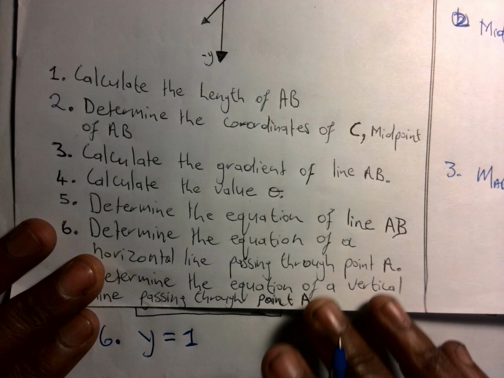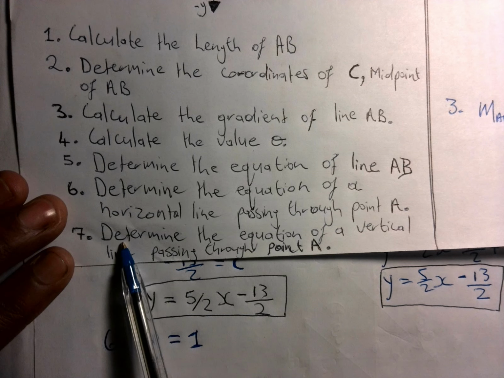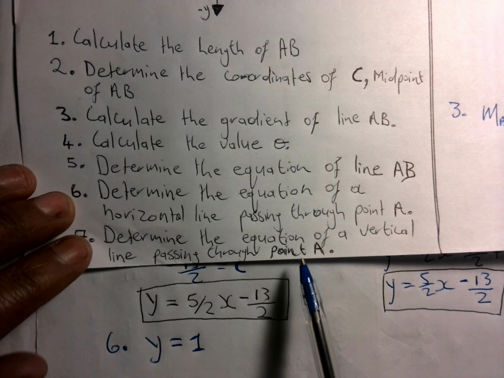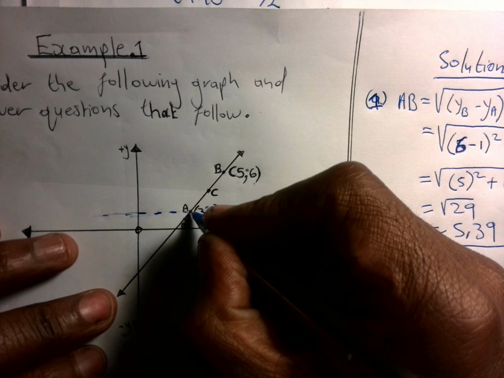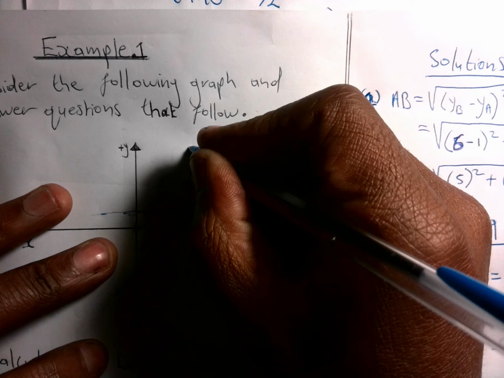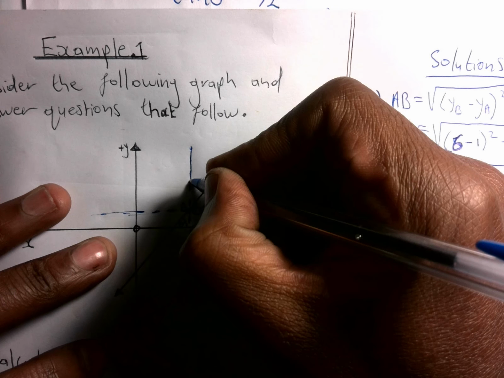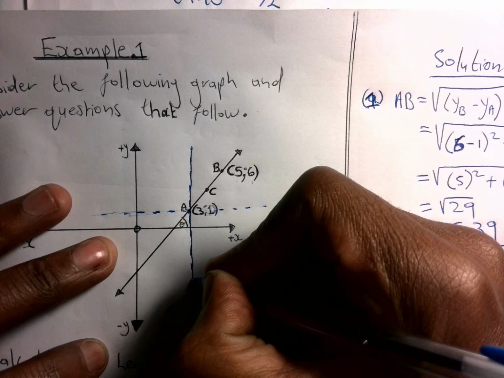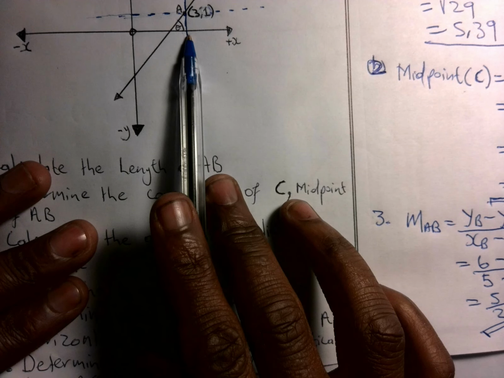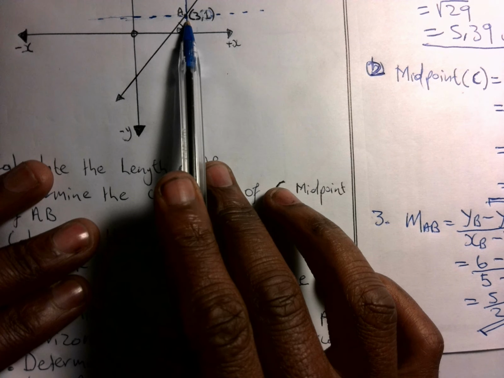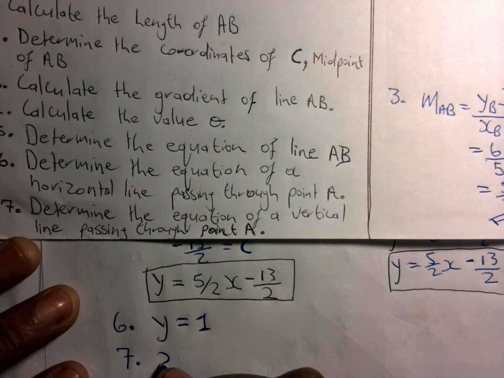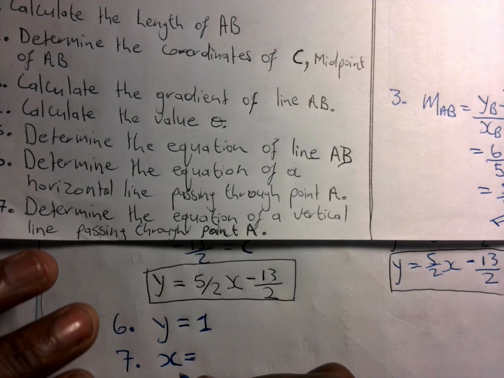Number 7, determine the equation of a vertical line passing through point A. So the vertical line passing through point A will be passing here, like this. That will be the line. So the equation of that line, the x value through point A is 3. So for number 7, we're just gonna say x is equal to 3, which is a constant.